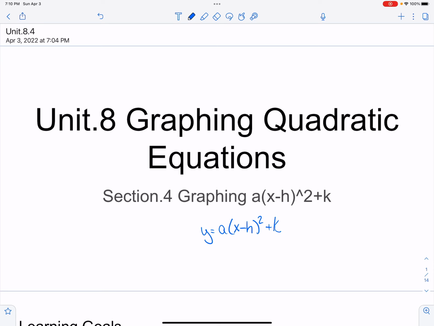Okay, so this section we're going to be graphing quadratics in vertex form. Make sure you take time to pause and get everything copied down in your notes. Make sure you get everything written down, and maybe even go back and watch it and listen to the things that I say as I work through some of these problems, because some of that helps.